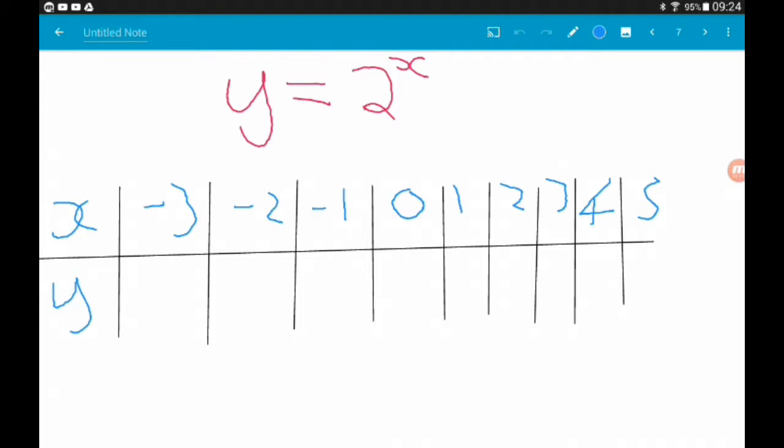So, when x is minus 3, we get 1 over 2 cubed, which is 1/8. And then we get 1 over 2 squared, which is 1/4. 1 over 2, which is 1/2. 2 to the power of 0 is 1. So we always get that value for any purely exponential function. When x is 0, any number to the power of 0 is 1.